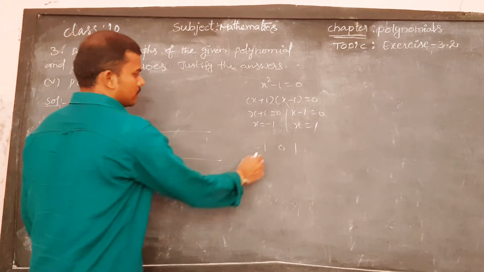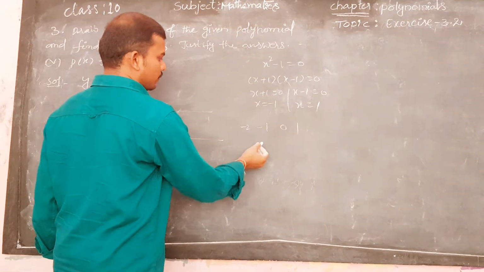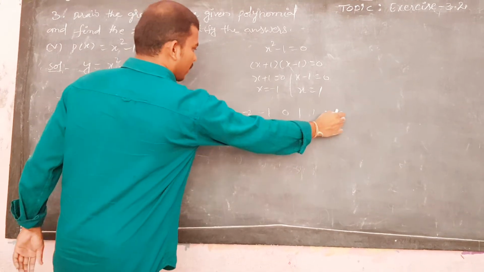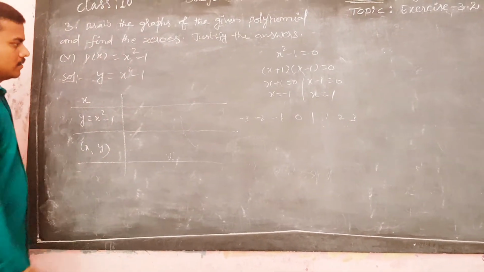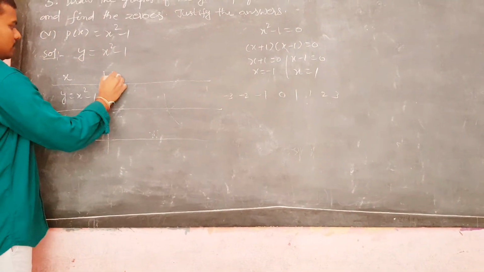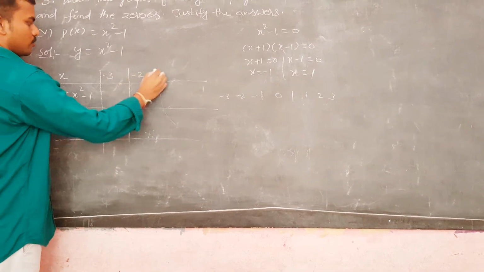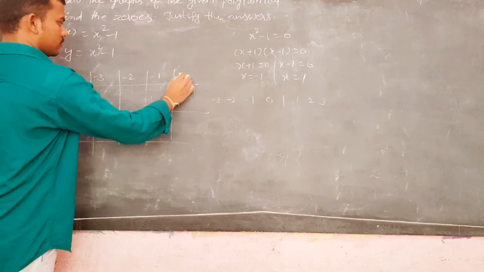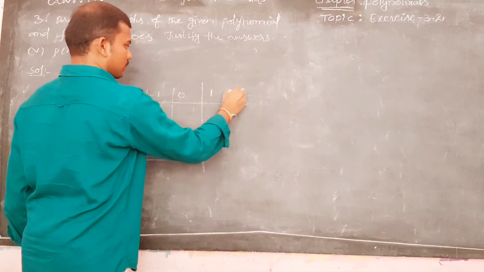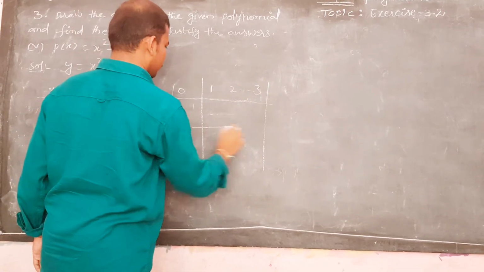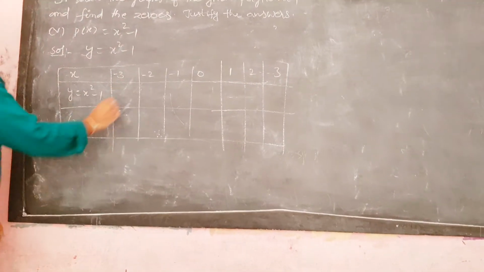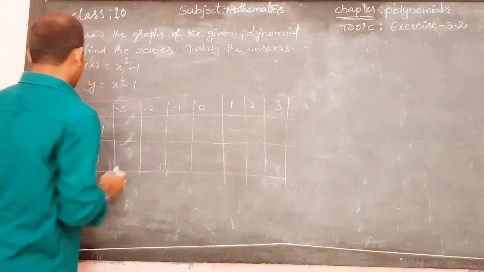And before minus 1 is minus 2 and minus 3. So we have taken 1, 2 and 3. So minus 3, minus 2, minus 1, 0. Take the coordinates x value minus 3, minus 2, minus 1, 0, 1, 2, 3 and fill the table.